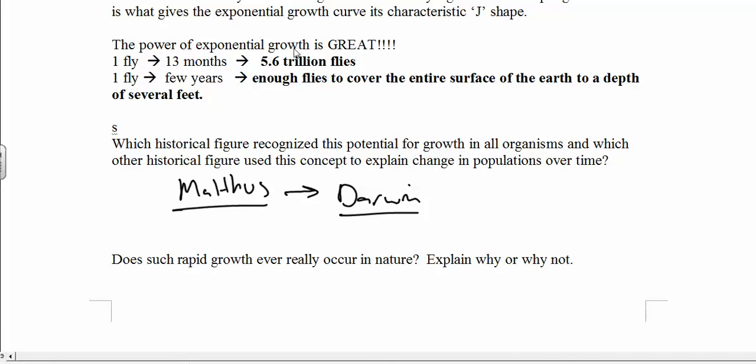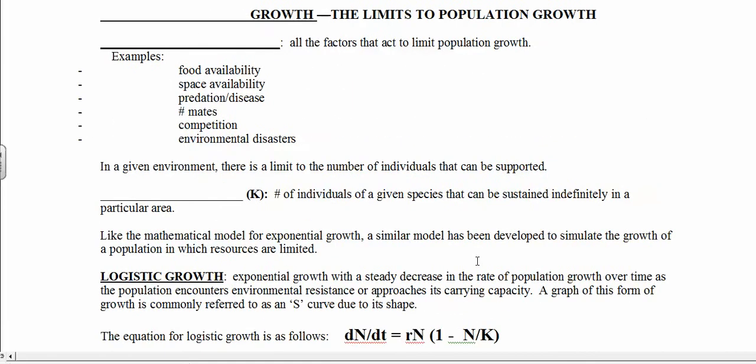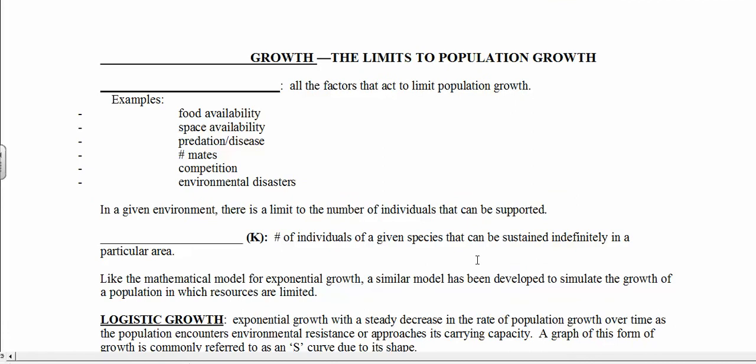But going back to this example of the trillion flies, does this rapid growth ever actually occur in nature? And the reality is, no, at least not indefinitely. And the reason you can't have this growth occurring is because there are limitations. There's limited resources on Earth, whether that's food or space or what have you. So no population can grow completely unchecked indefinitely. And so what you end up with is perhaps a more accurate or realistic model of growth in natural systems, which we call logistic growth. Okay?